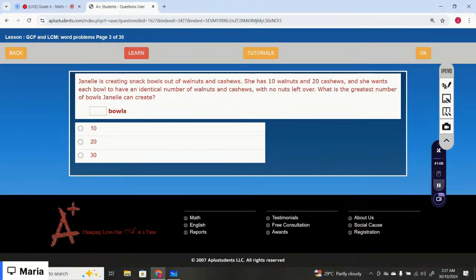Janelle is creating snack bowls out of walnuts and cashews. She has 10 walnuts and 20 cashews, and she wants each bowl to have an identical number of walnuts and cashews with no nuts left over. What is the greatest number of bowls Janelle can create?